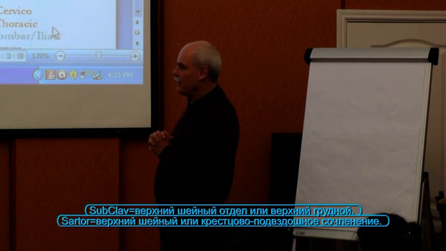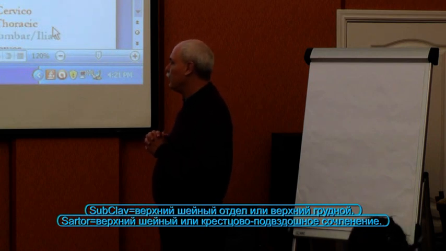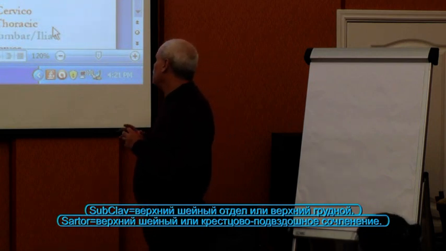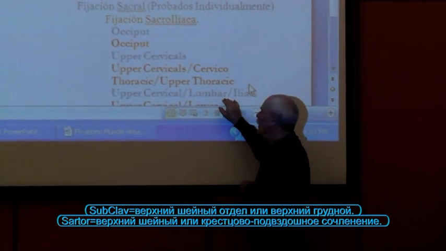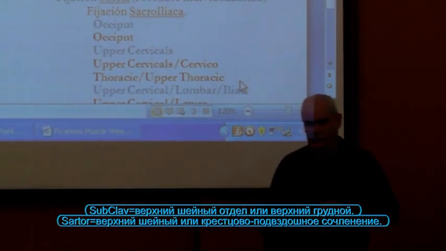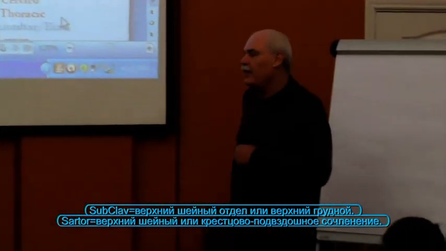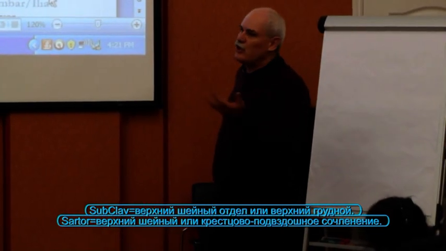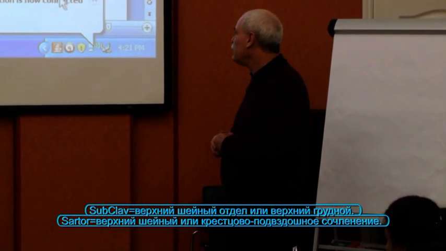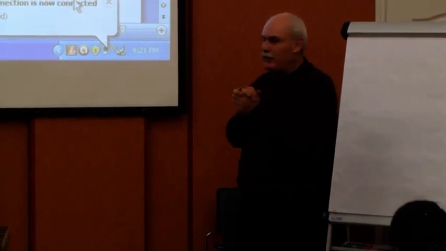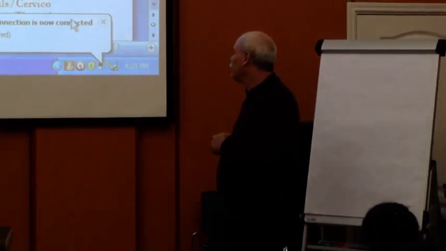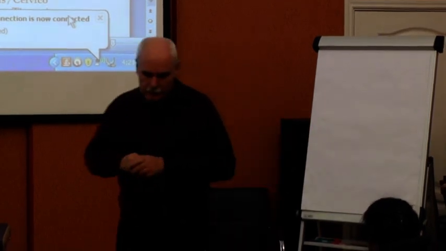Or upper thoracic. Sartorius is related to the upper cervicals, or the lumbosacral joint, or the sacroiliac joint, in the supraspinal ligament between L5 and S1.